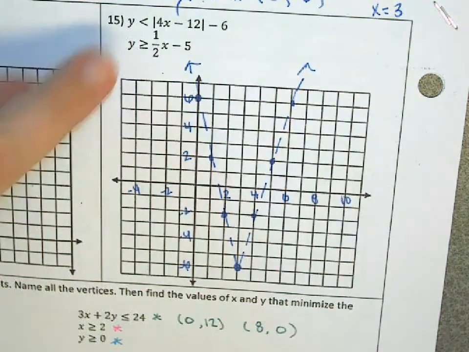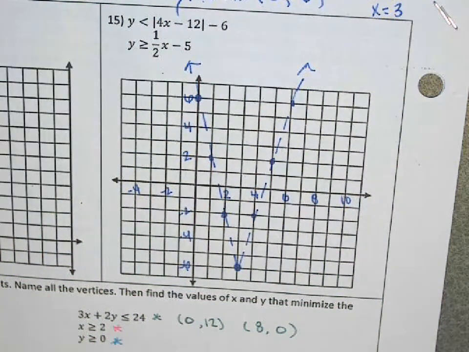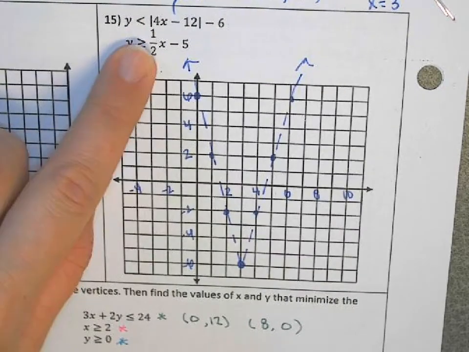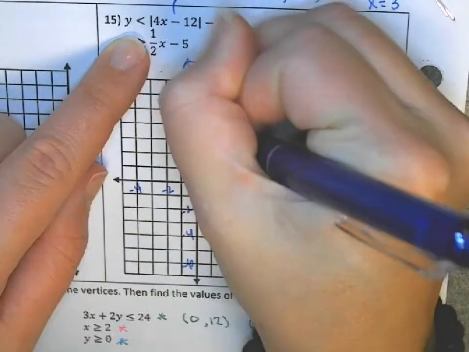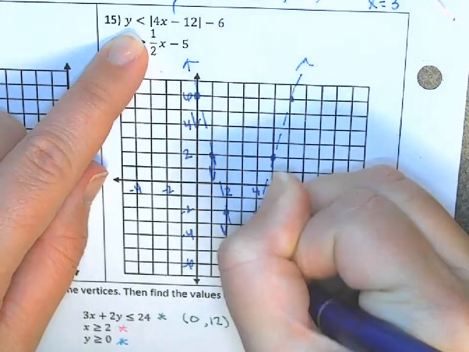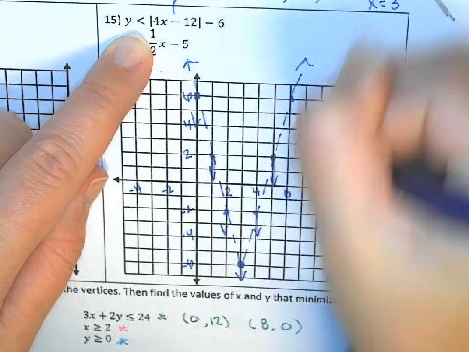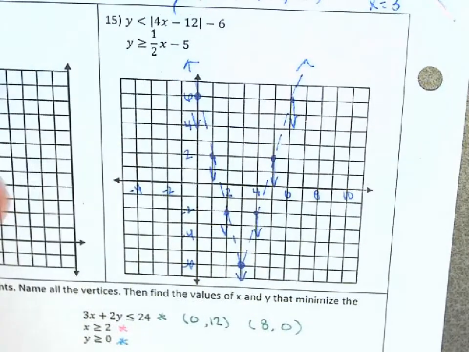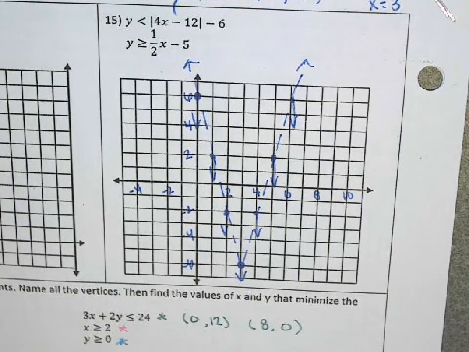Okay, y is alone. So I can say y is less than. Where is y less? Up or down? Y is less than. That's how that reads. Down. So from all these points, I know that my shading has to go down. Okay. Cool. Now I'm going to graph the other one.